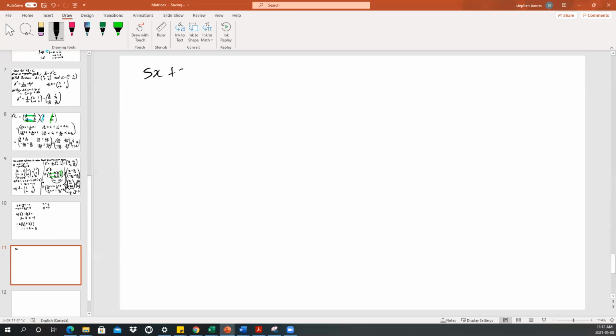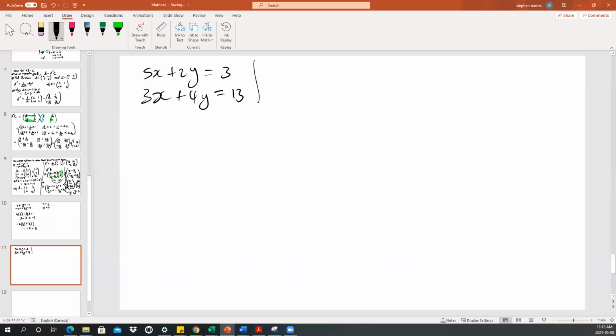5x plus 2y equals 3, and then 3x plus 4y equals 13. Lovely. So same situation, you have the matrix representation. Let's see if I can use the space a little better now.